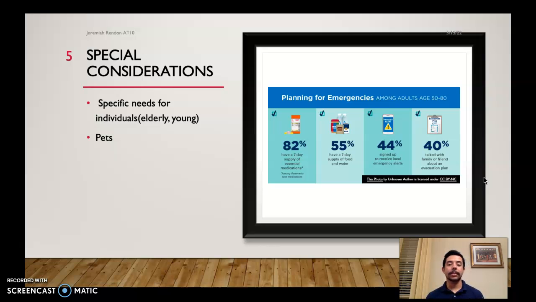Another one is pets. Do we have a plan for pets? A lot of us love our family pet, and it's going to be a very hard thing to decide if we're not ready with our plan to involve our pets in.